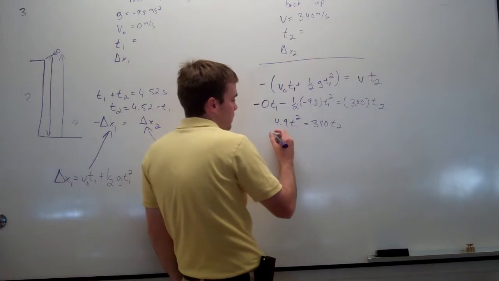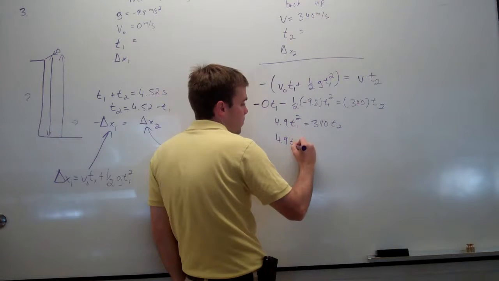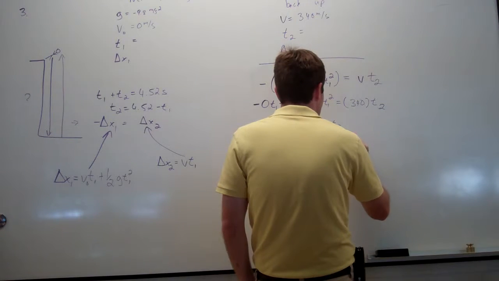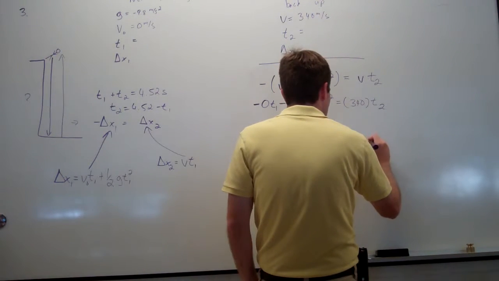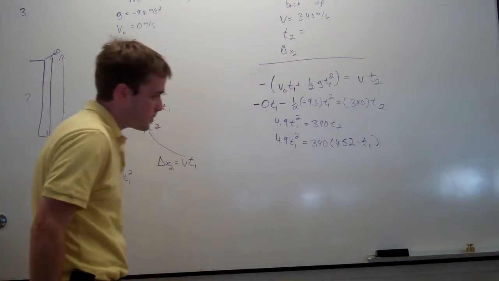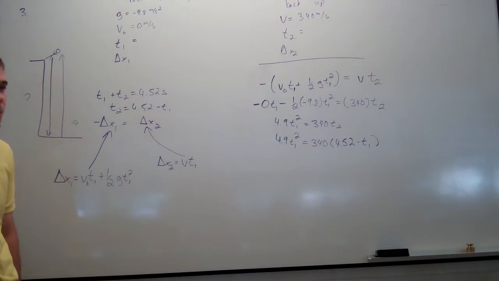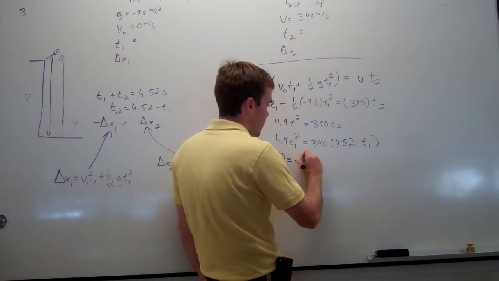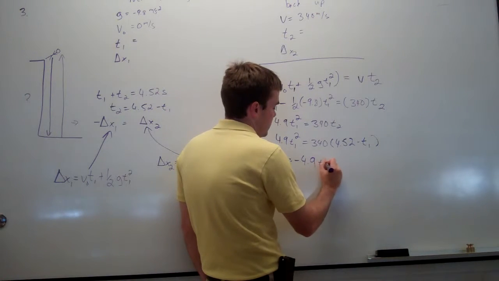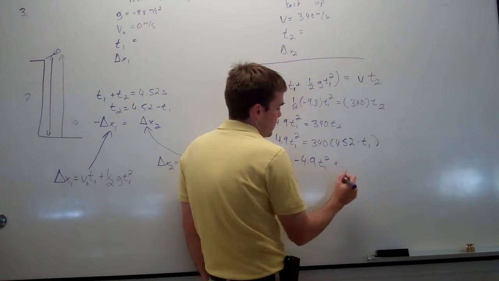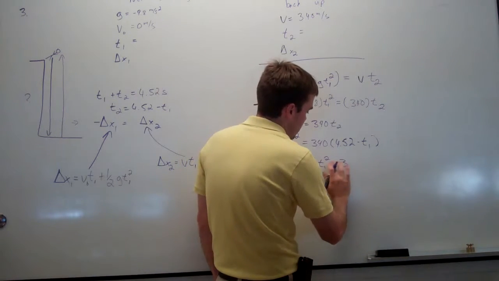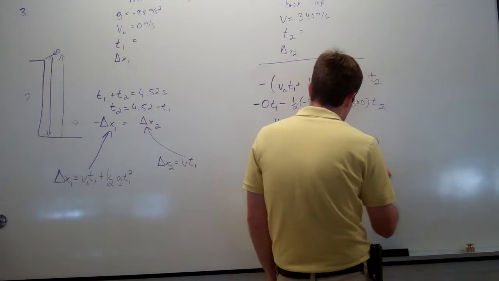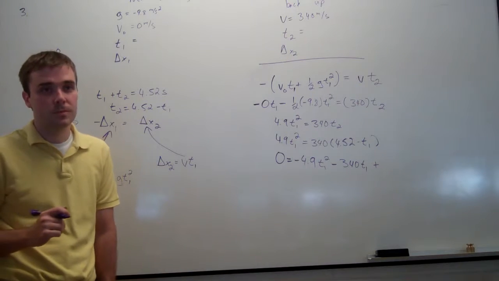So we're going to do 4.9 times T1 quantity squared equals 340 times 4.52 minus T1. And now we have one equation and one unknown. So let's do some math. 0 equals negative 4.9 T1 squared minus 340 times T1 plus 340 times 4.52.